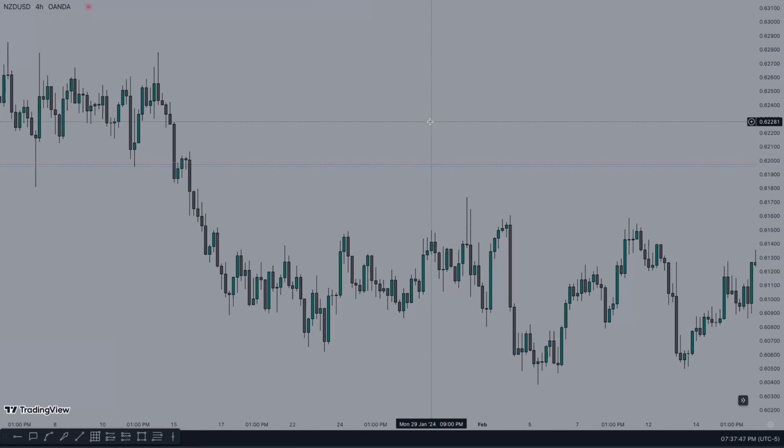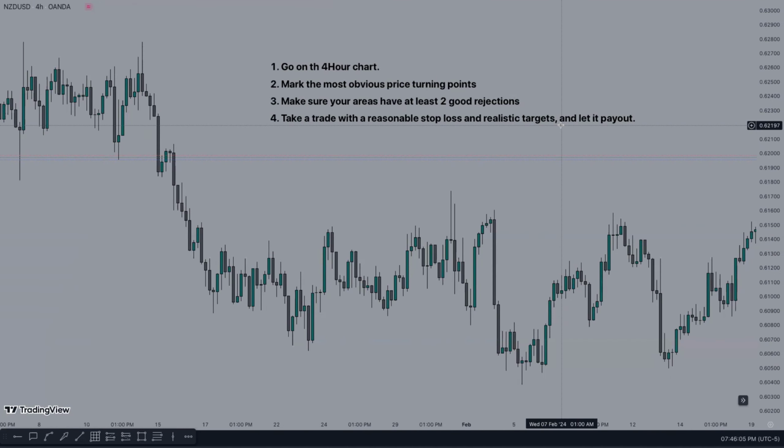So I'm going to put up a checklist of the various criteria that you have to look at every time you are drawing your support and your resistance levels. This checklist is made up of 4 criteria that you have to consider every time you open your chart. Before you start putting lines here and there, make sure that you check all of these boxes. The first box is go on the 4-hour time frame.